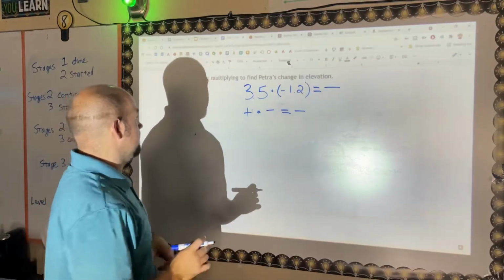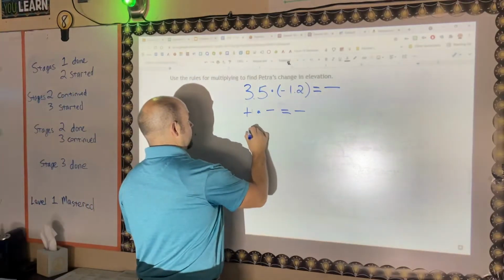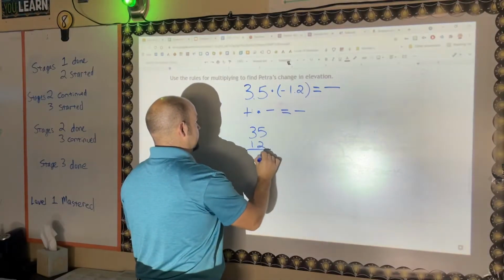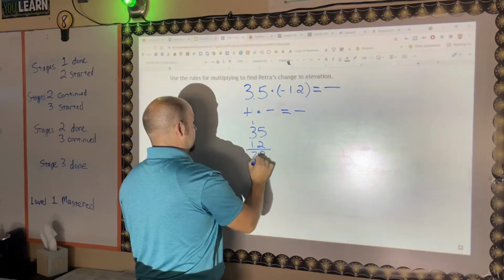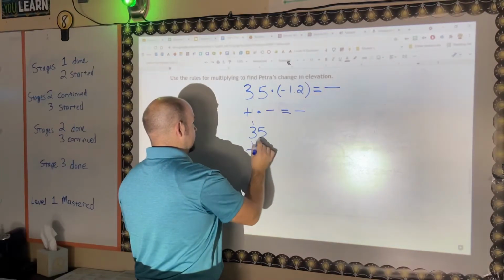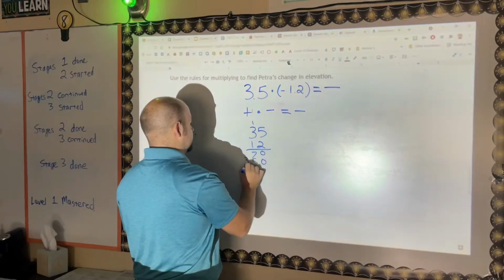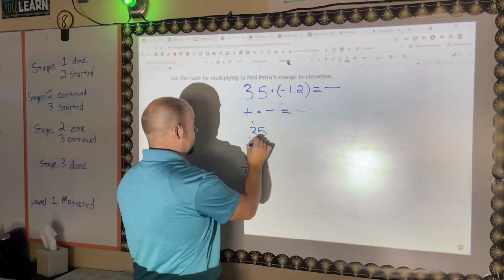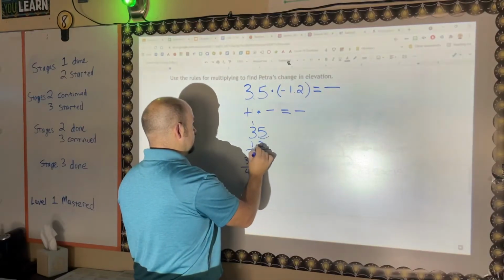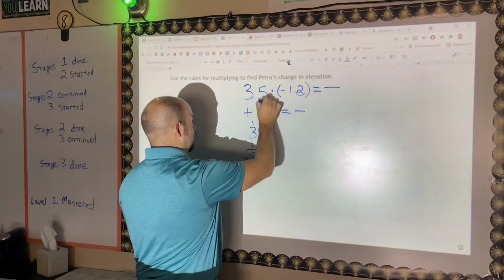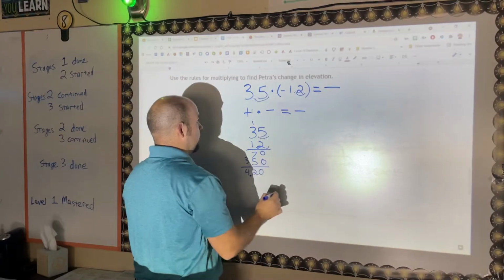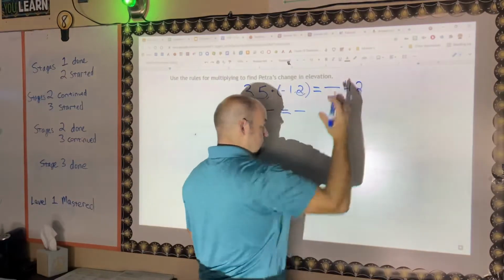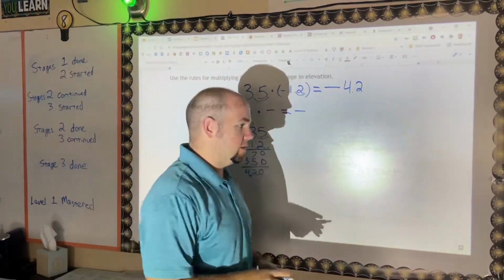Oh no, we're running out of time. So 35 times 12. 5 times 2 is 10, 2 times 5 is 10, plus the 1 is 11, so I got a 7, carry the 1, 1 times 5, 1 times 3 is 3. So this ends up being 4.20, or 420. We had 1 decimal place, 2 decimal places in our original problem, so we're at 4.2, goes over here. There we go, and it's negative because we carried that out there first.